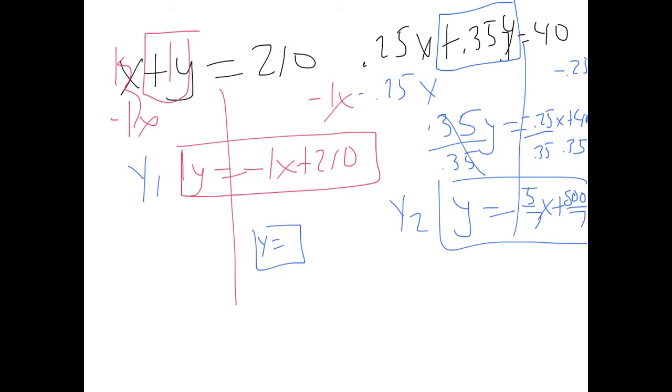So in my calculator I'm typing in negative 1x plus 210. This has the potential to happen off of the screen just because the numbers are sort of large, so I'm going to go ahead and type it in and let you know what it looks like. So I got them both typed in. I hit graph.